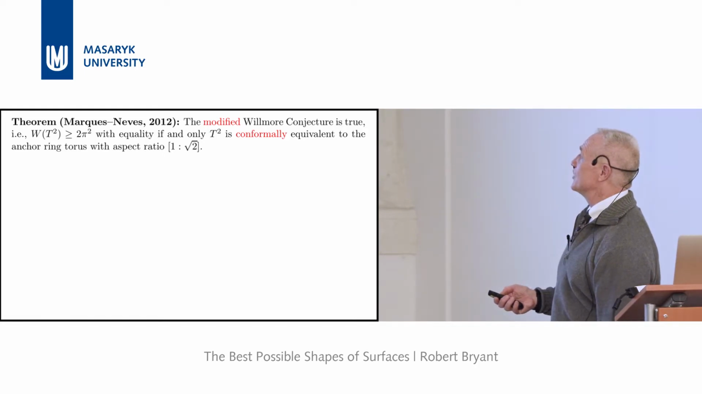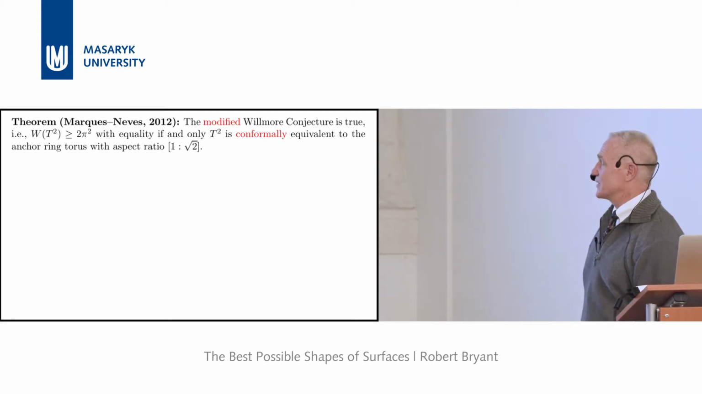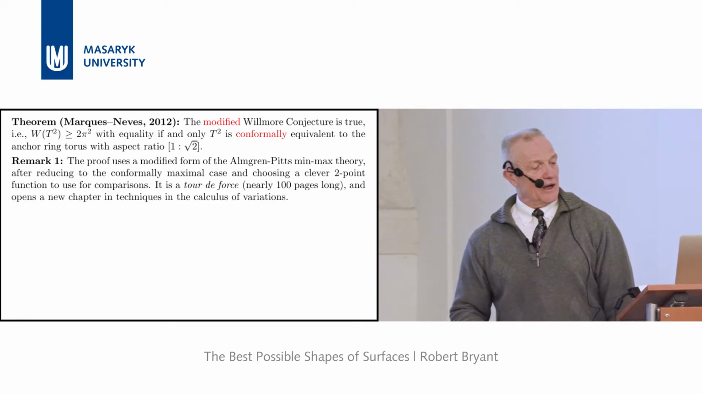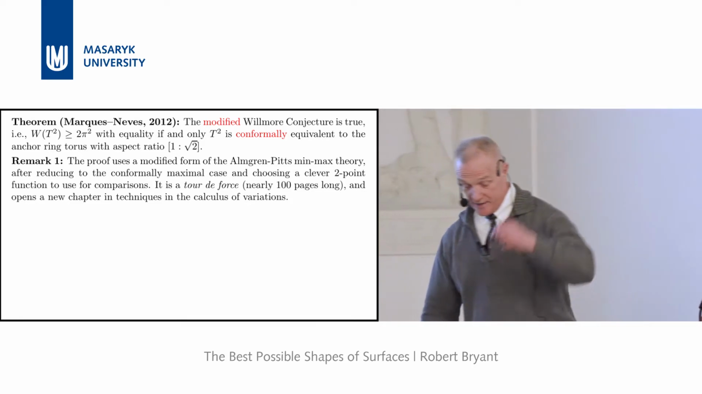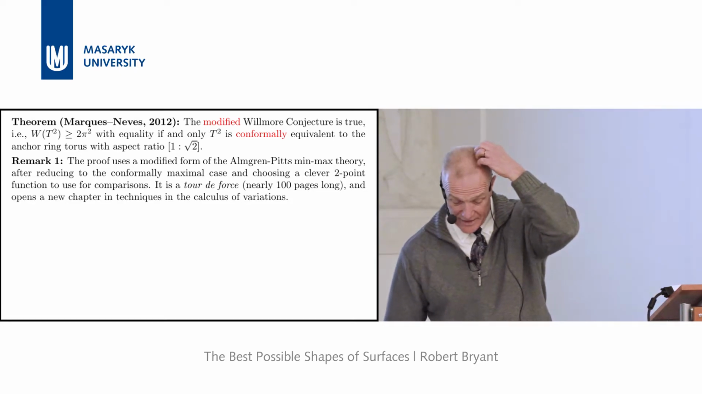And that's what the true Willmore conjecture is, that's what the true theorem is, which they proved in 2012: the Willmore integrand is at least 2π² for a torus, and equality happens if and only if it's conformally equivalent to the anchor ring torus with aspect ratio 1 to √2. I'm out of time, so I really can't give you much of a sketch of the proof.